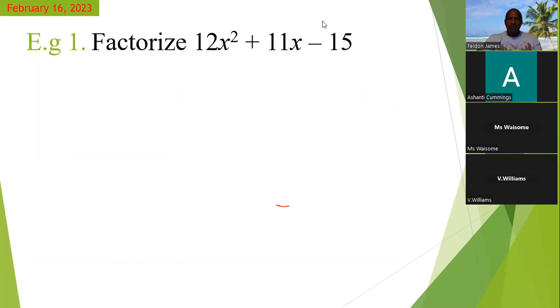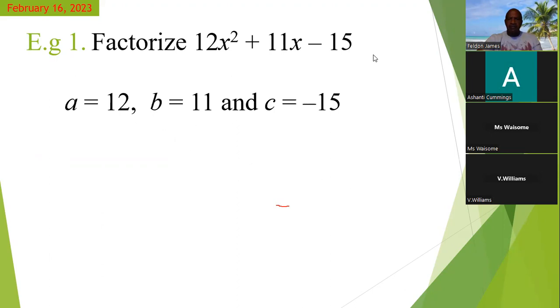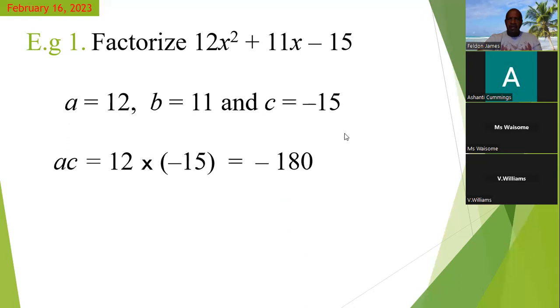So in order to factorize this example, the first step is to find AC, which is 12 times 15. And not just 12 times 15, but 12 times negative 15. That will give us negative 180. All right, so we need now to find two factors of negative 180. When we add them, we get 11.